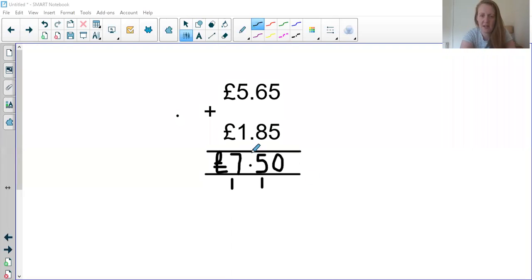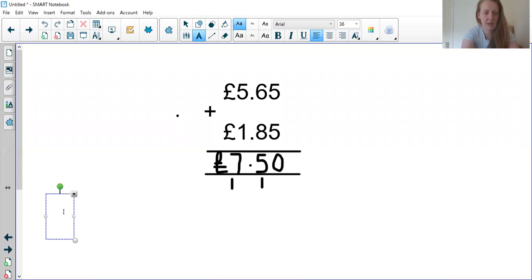Okay, so you can see how he figured out the change there. Now I'm going to show you that also on my smart board because they didn't show you how they got to the answer. So he paid with £10. So I'm going to type that down here. He paid with £10. He spent £7.50.